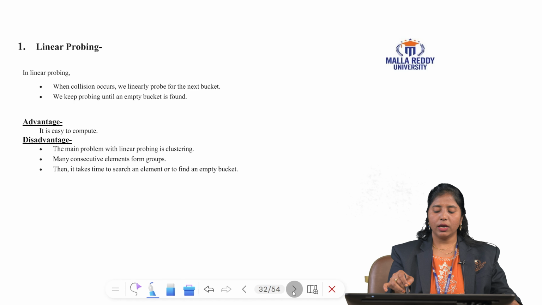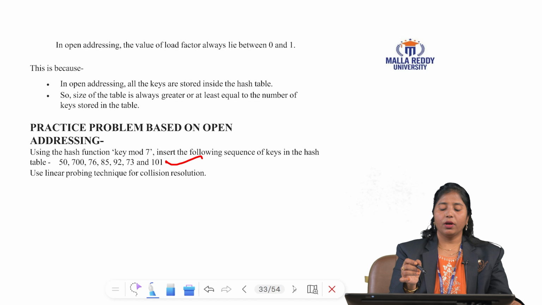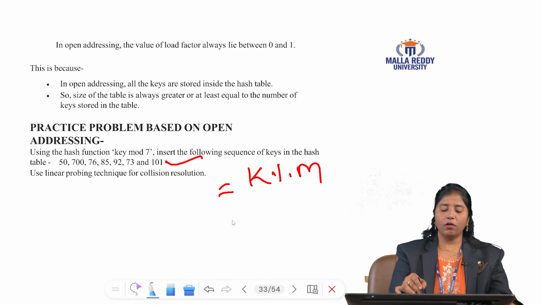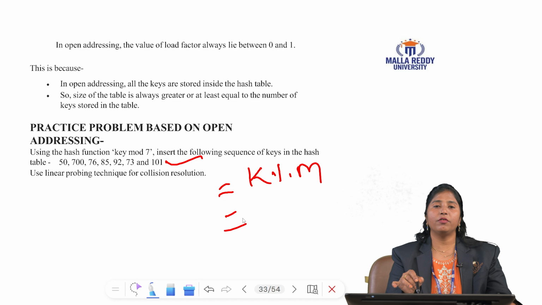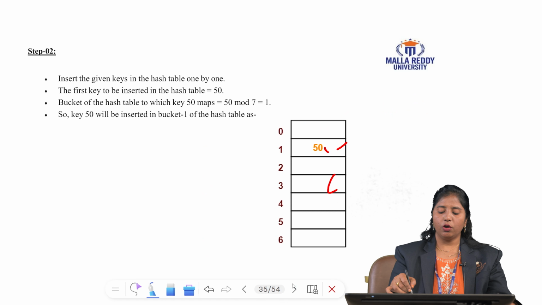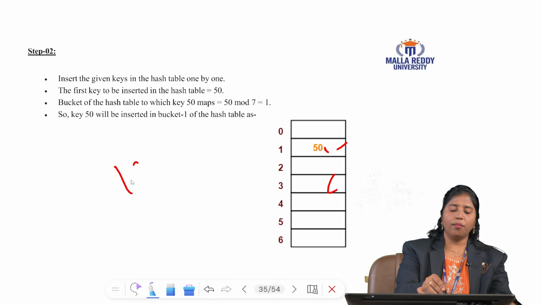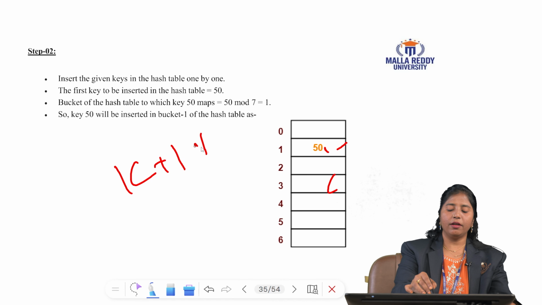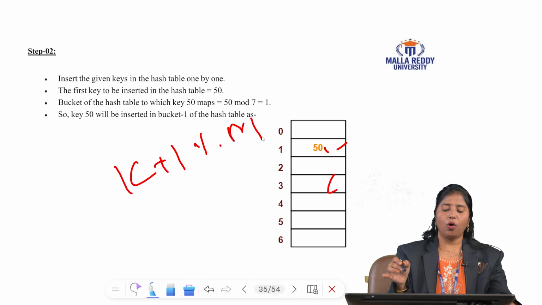Now see the example of linear probing here. In the previous separate chaining also, for the main formula we are using the K mod M division method. Here also, when a collision does not occur, we are using the formula K mod M only. If the collision occurs, then we are using K plus 1 mod M.